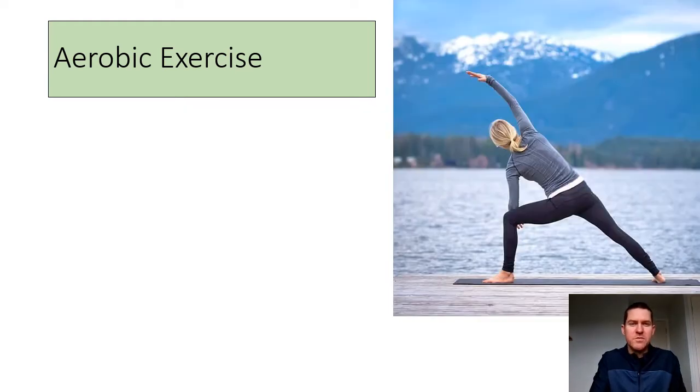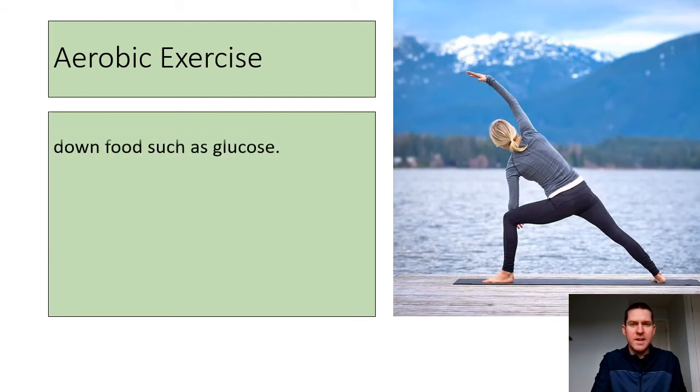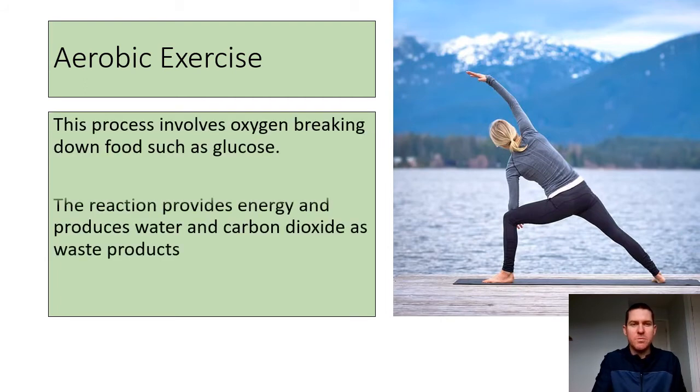So I've just explained the breaking down of the food, the glucose in particular, and we use oxygen to do that as part of the process. So when that reaction takes place, when we break down that glucose and we provide our muscles with energy, and we use oxygen to do that, it provides us with energy, but it also produces water and carbon dioxide as two waste products.